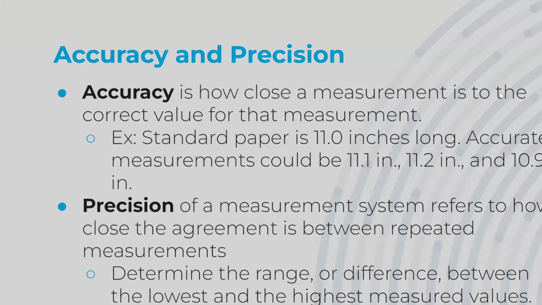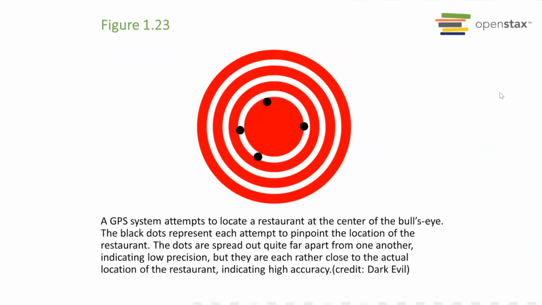The way GPS works is it tries to locate things using a kind of geolocation. And GPS is way more accurate now than it used to be. The black dots are each attempt by the satellite to pinpoint exactly where it is. They're spread out quite a lot, so this is not going to give you really good precision, but they're close to the actual location, which would give you more accuracy. If the actual location was in the middle of the bullseye, that would get you in the vicinity of it.